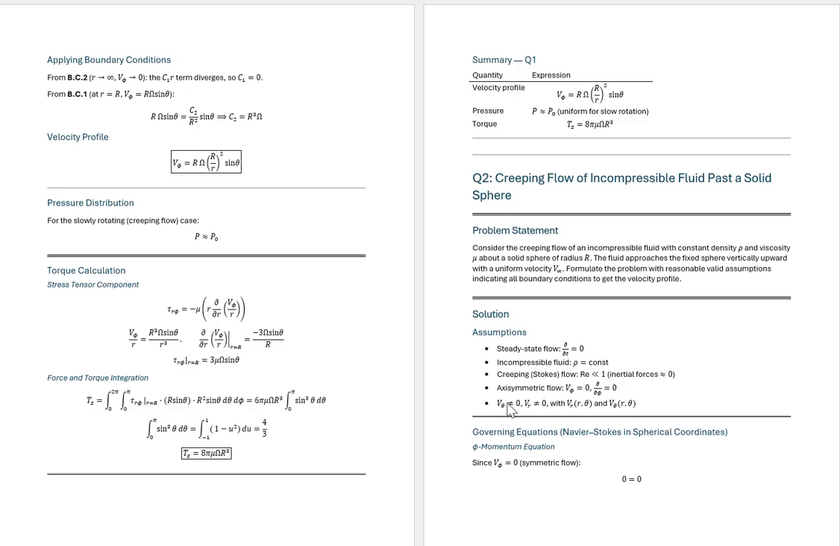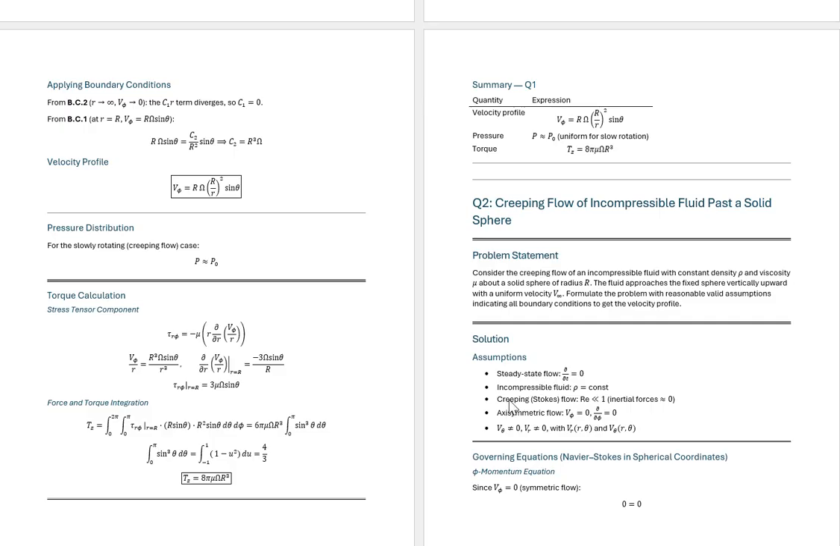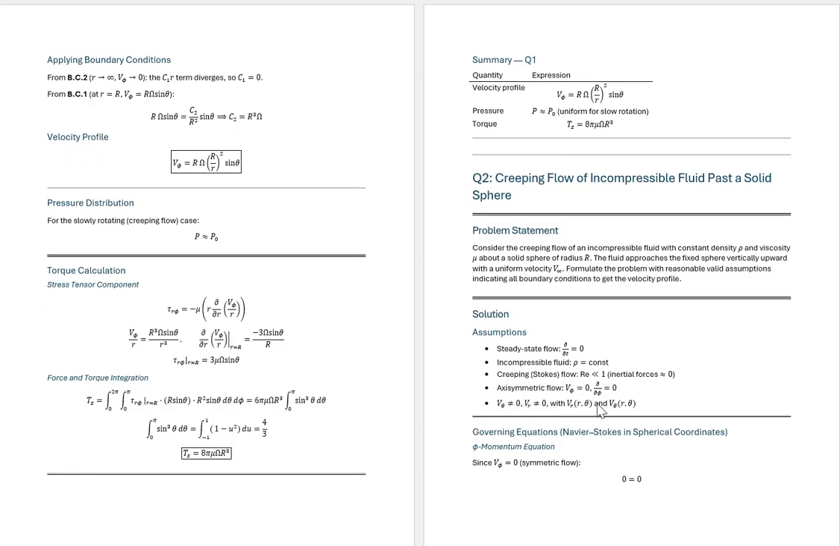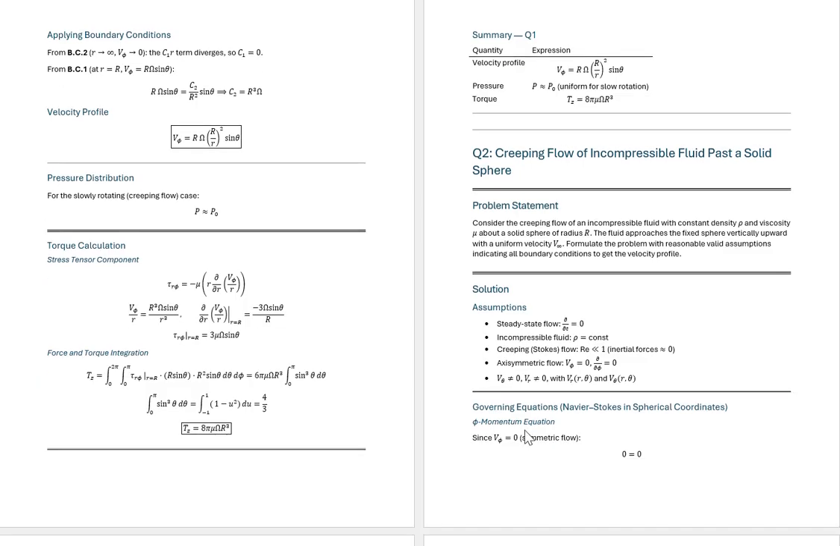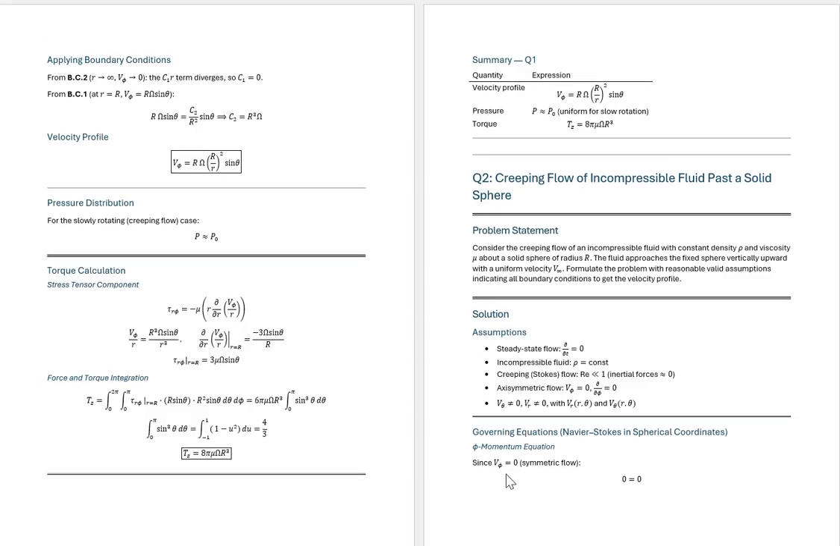Similarly, v theta is not equal to 0 because velocity changes as we move around the sphere. So we can see that vr is a function of r and theta, and v theta is a function of r and theta. On using the Navier-Stokes equation in spherical coordinates for a system of constant density and viscosity and solving the phi momentum equation, since v phi is equal to 0 because of symmetric flow, we get 0 equals 0, which is of no use.